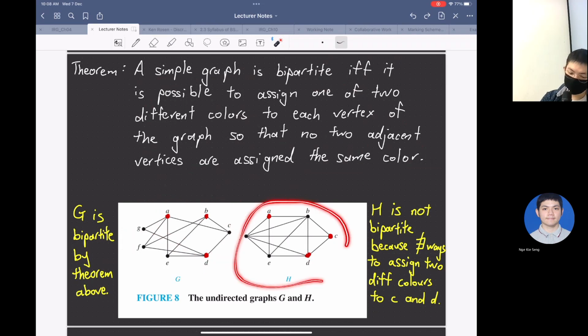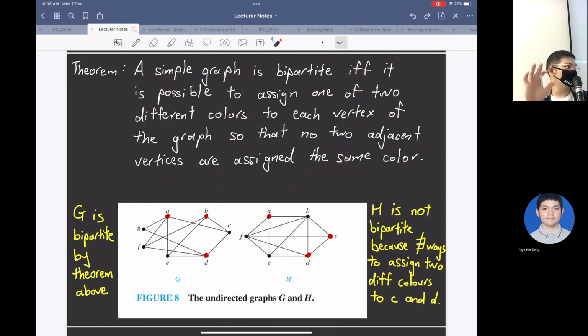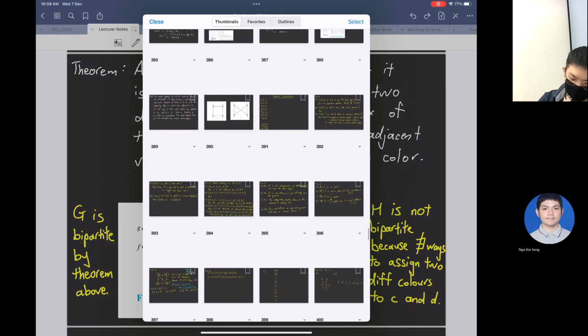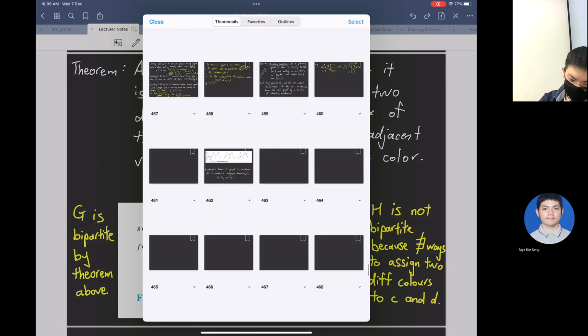So now we look at every graph. What's the least number you need to color adjacent vertices with different colors? Okay, everyone got the question yet? Then we can start tackling the question. This question is very important before we start.